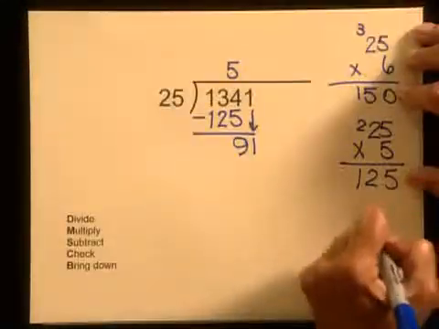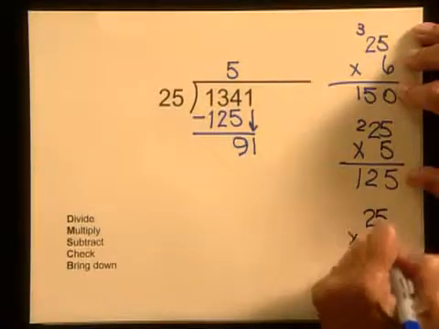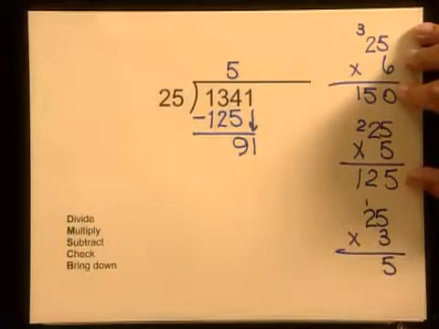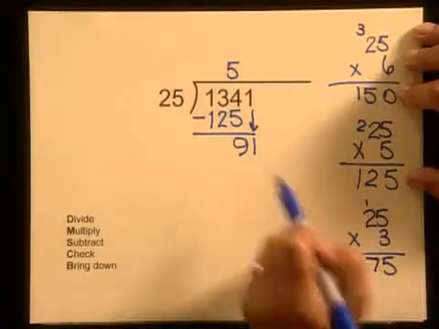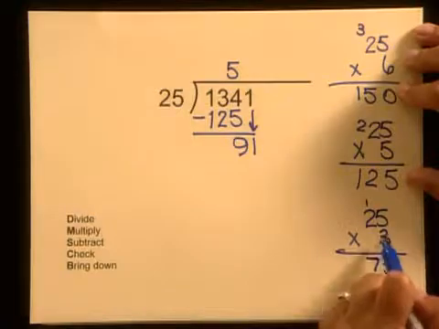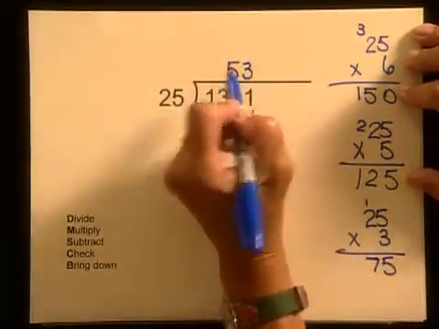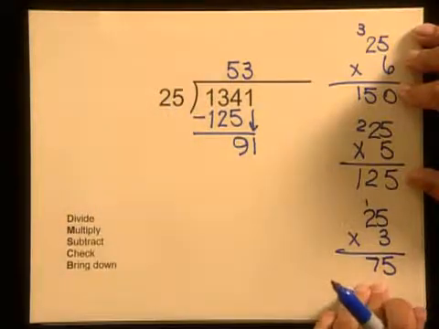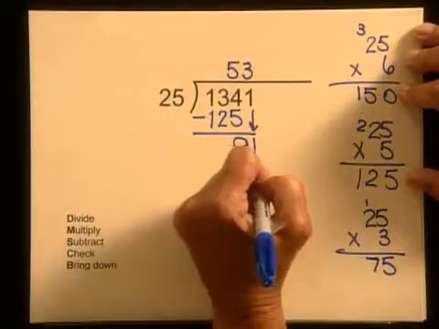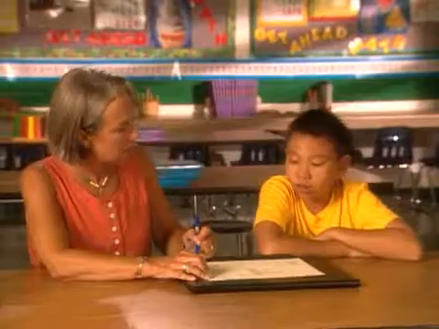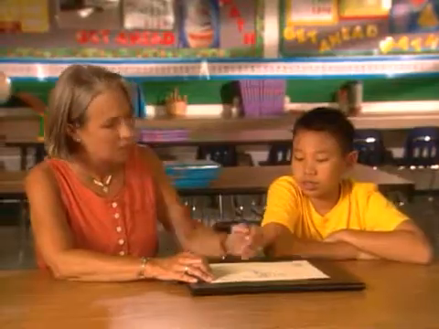So we'll come over here, multiply 25 times 3. 3 times 5 is 15. Put down my 5, carry my 1. 2 times 3 is 6, plus 1, 7. 75. 75 is smaller than 91. Yes. Let's give it a try. We'll write the 3 directly above the 1. Multiply 3 times 25, and we know that answer is 75. Subtract 91 minus 75 equals 16.